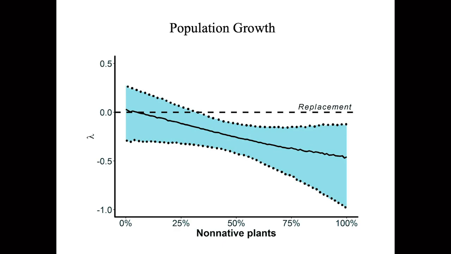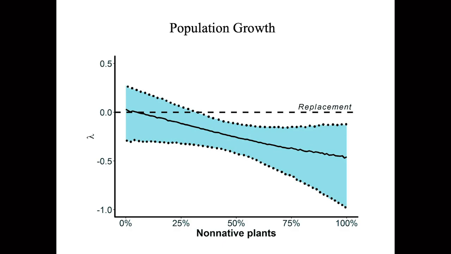That is the number of chicks the population has to make each year just to replace the adults that are lost each year. If you are reproducing at the dotted line level, that's a sustainable population. It can go on forever. If you're below the dotted line, it's a declining population. And if you're above the dotted line, it's a growing population.